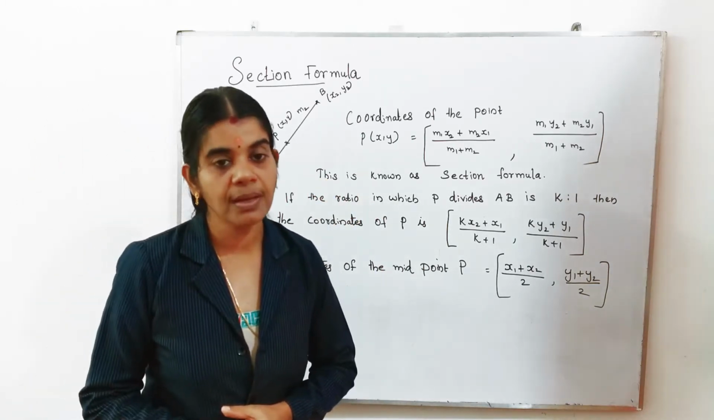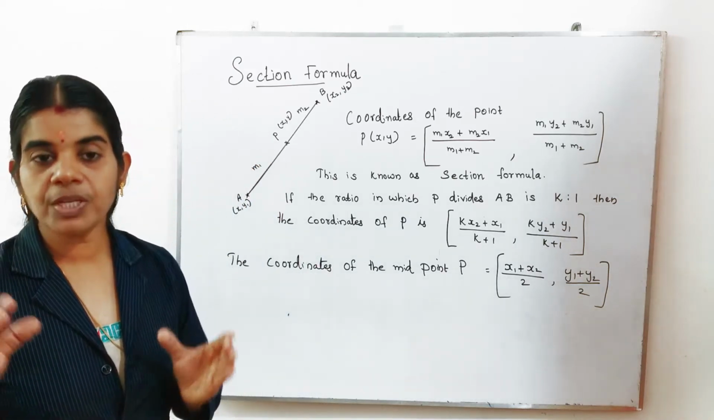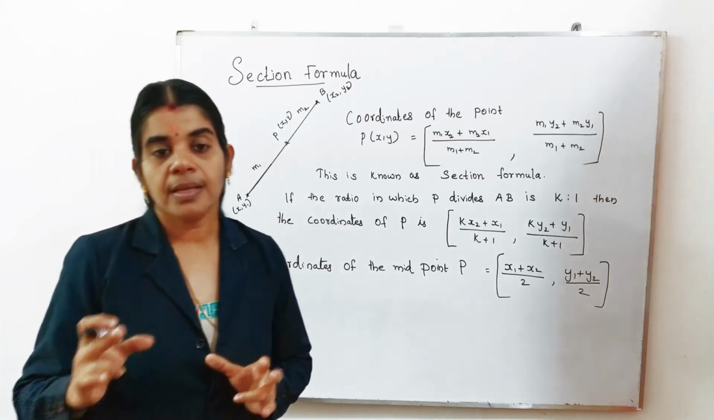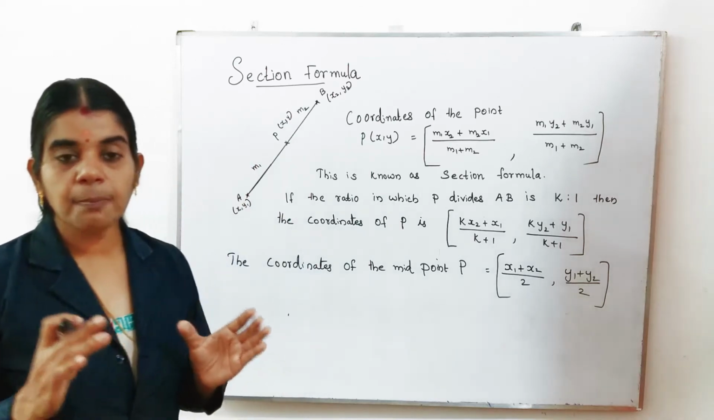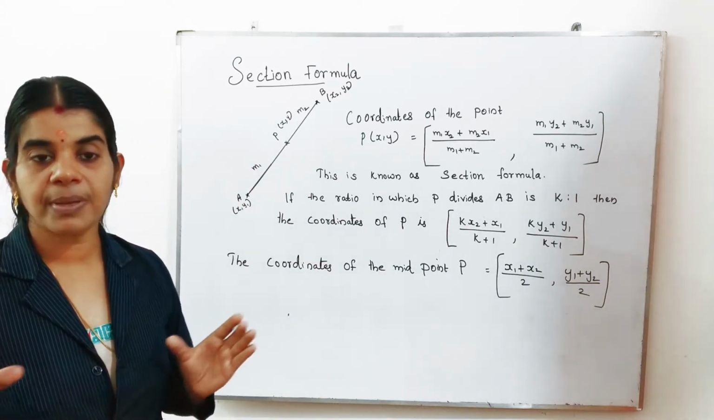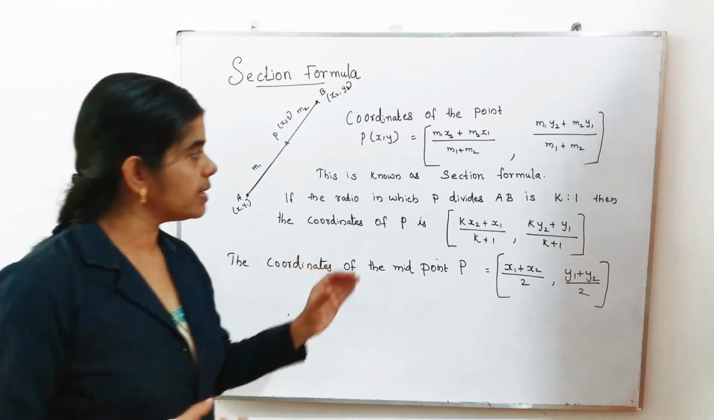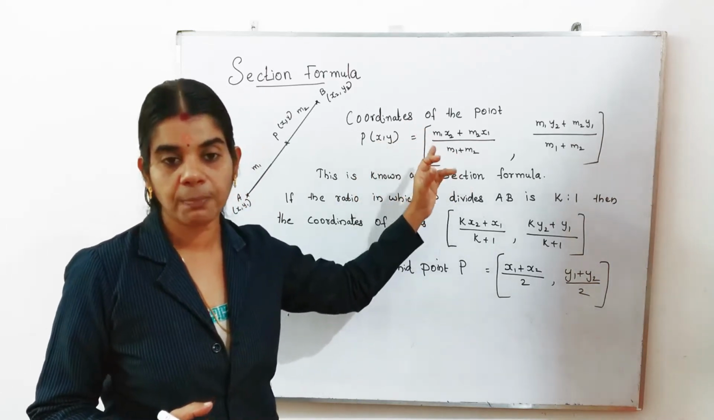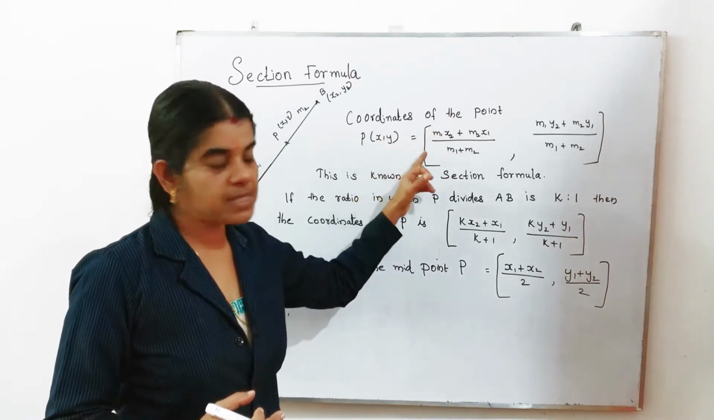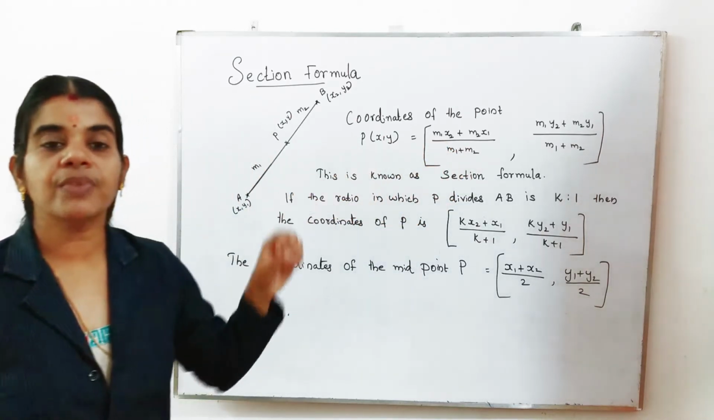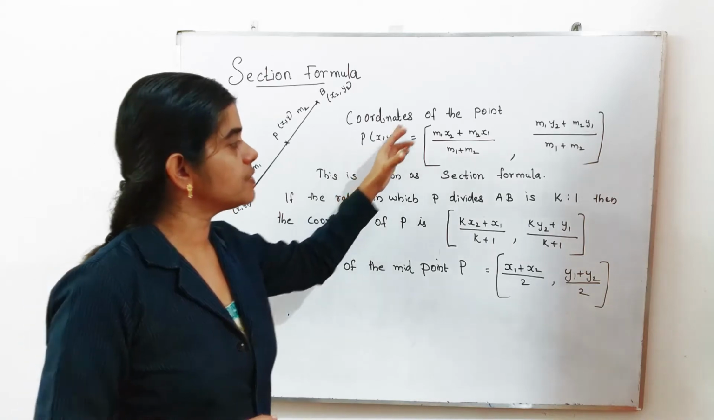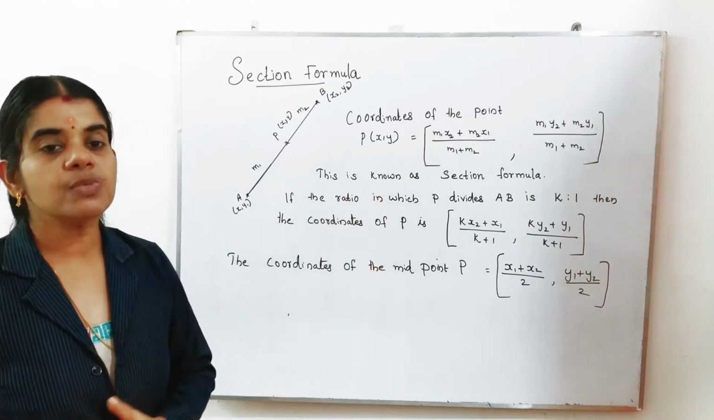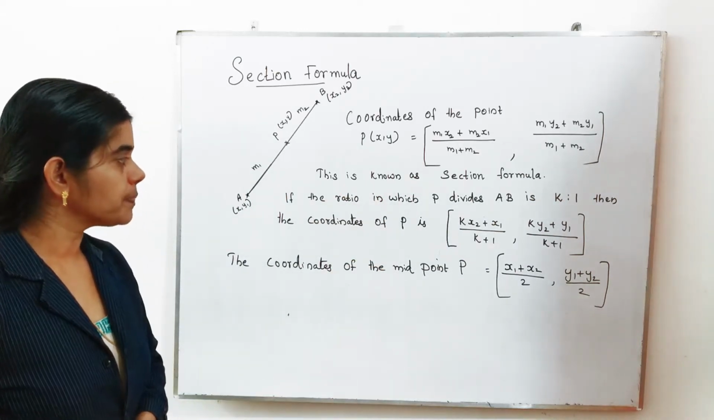When we are using the section formula, two points A and B are given. In between, there is another point P, not given as the middle, whose coordinates are x comma y, and P divides the given line segment AB in the ratio m1 and m2. The x coordinate of the point P is equal to (m1 x2 plus m2 x1) divided by (m1 plus m2). The y coordinate of the point P is equal to (m1 y2 plus m2 y1) divided by (m1 plus m2). This formula is known as the section formula.